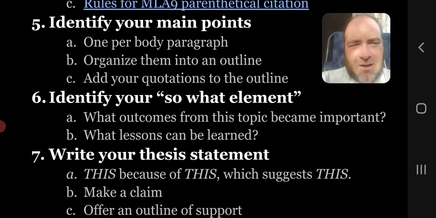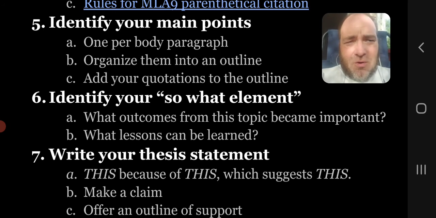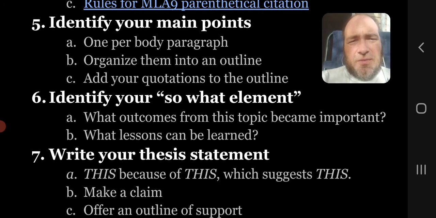So the outline is what I'm going to be collecting next Tuesday. And there are some people who are sticklers for particular forms of outline. I'm not that guy. If it makes sense to you, if you can use it to organize your thoughts, if you can get your quotations in there, and I know what each of your body paragraphs is going to be about, then that's good. That's really all you need.